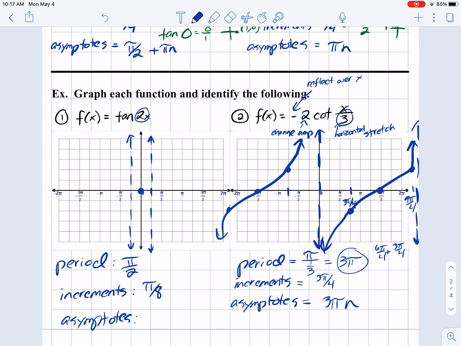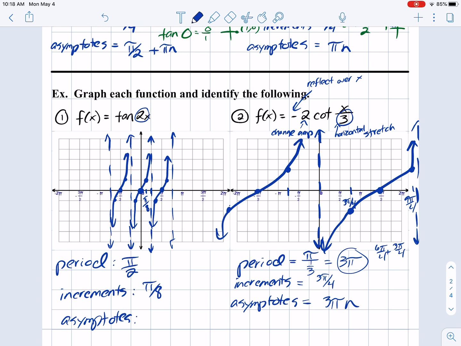Because our period length is pi over 2, halfway in between is pi over 8. Let's label that so you guys have it on here. So it's going to be a little bit more squeezed together. I just need you guys graphing one or two period lengths. Let's do one more on this side. And this would be our function.